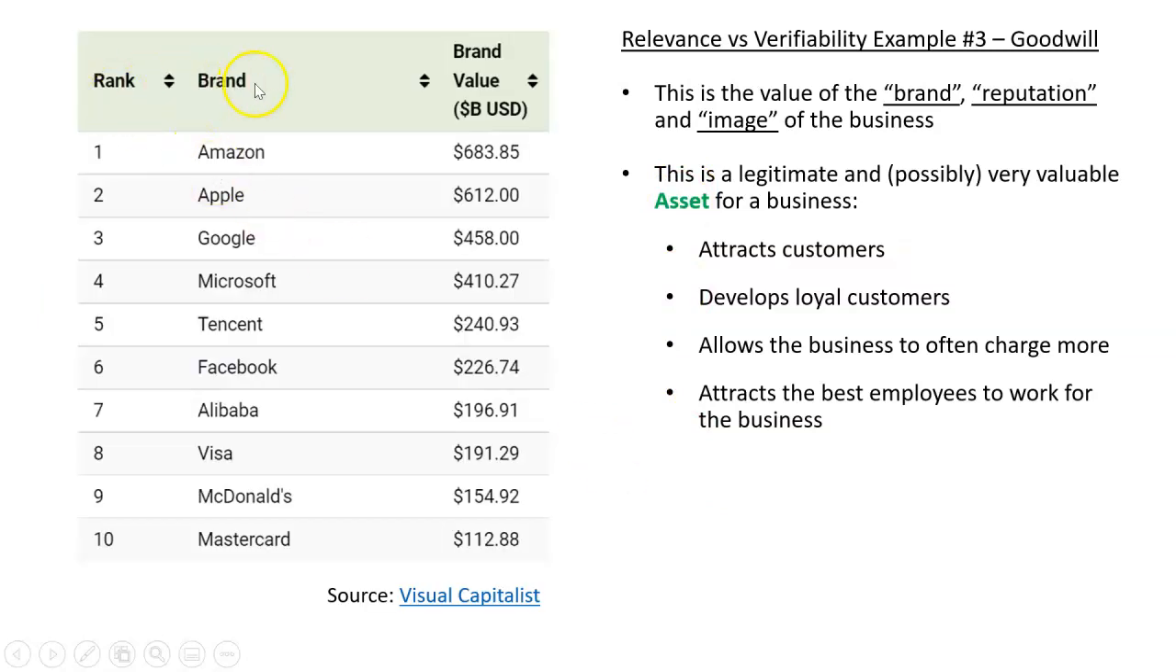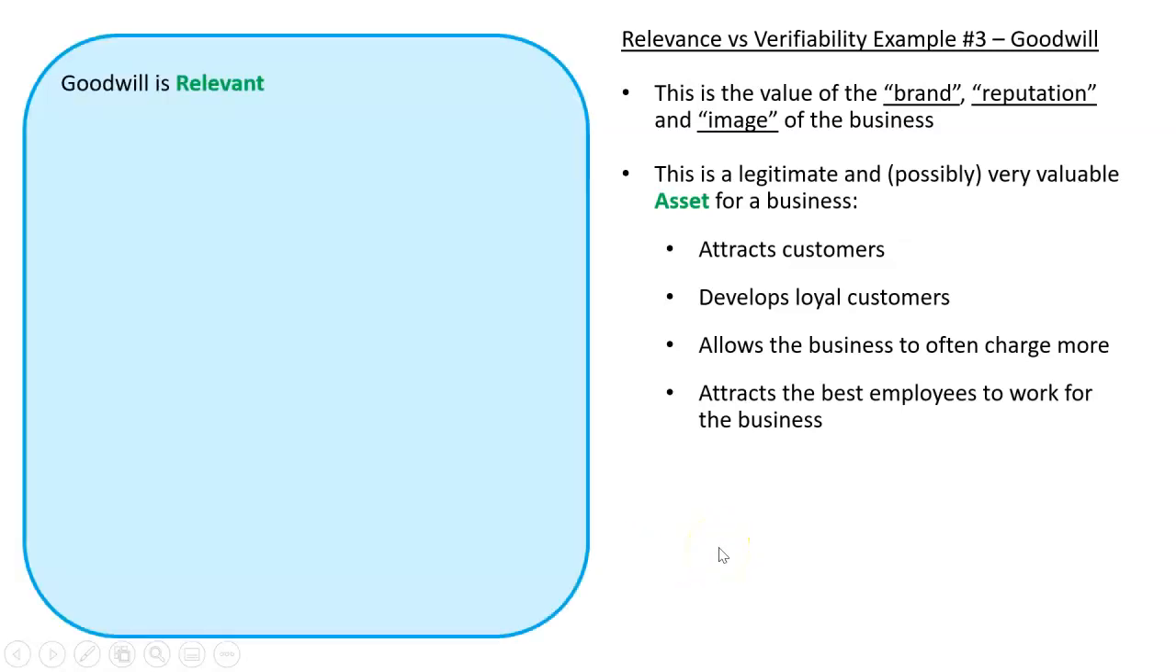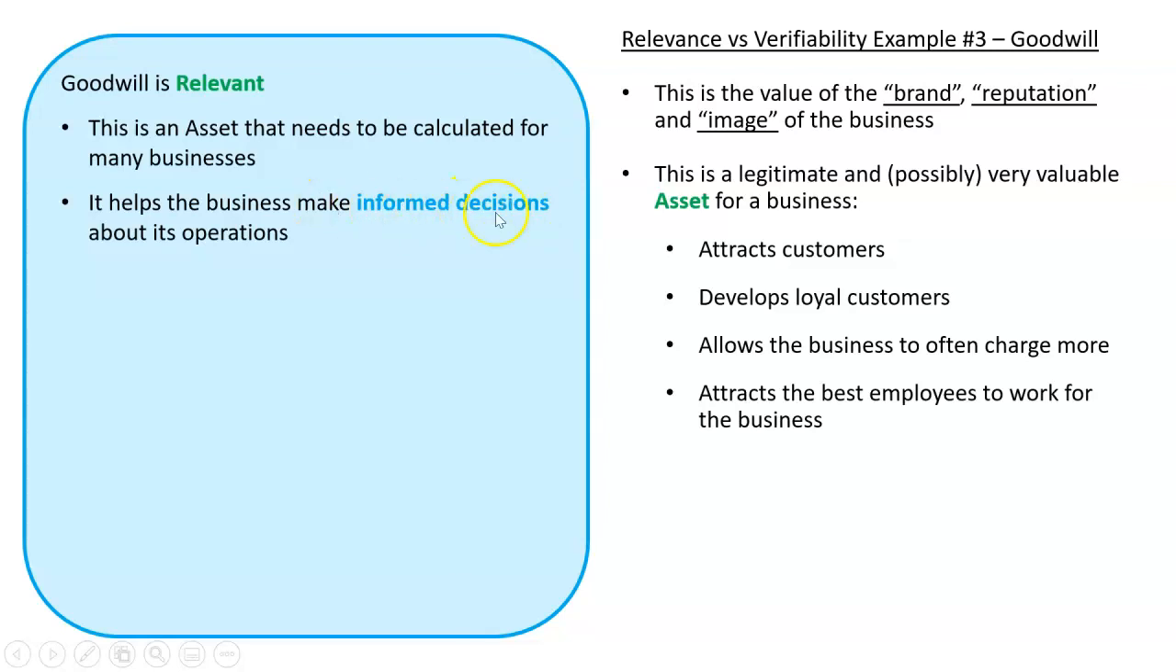So let's look at some of the most famous brands in the world. This is in 2021 from this website here, the most valuable brands in the world. The Amazon brand is worth $683 billion. We've got Apple, Google, Microsoft, Facebook, McDonald's. Nike's not on there, but that's another big brand. These values should go in the balance sheet as assets, and it's very relevant. We need to calculate those brand values so we can make informed decisions about the business. They help us make decisions about pricing, products, marketing, etc. But it's not very verifiable because they involve a certain degree of estimates and subjectivity.